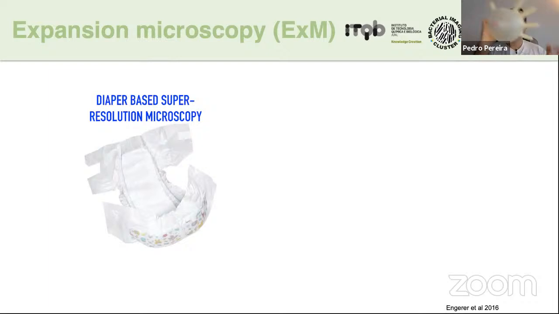So now you have the same cell, but much bigger, right? And you can see much better all the details inside the cell, okay? And importantly, you also see that the labels are a bit dimmer, which is due to the physical expansion of your sample, which also happens, curiously enough, in the actual expansion microscopy, okay? So how does this work?